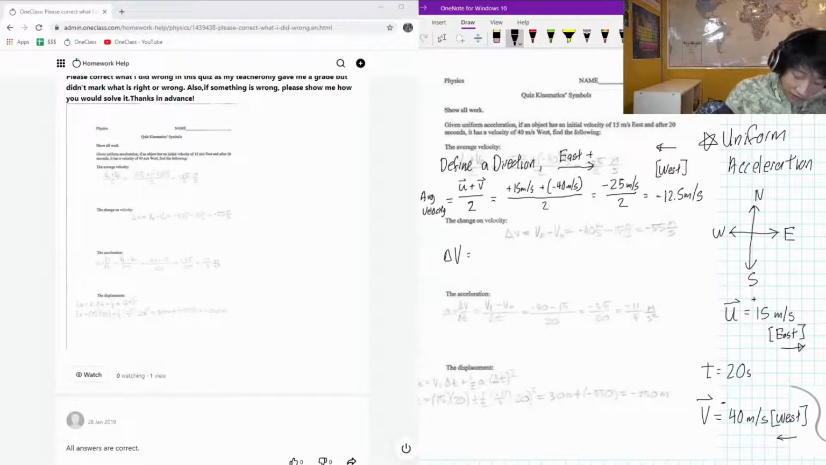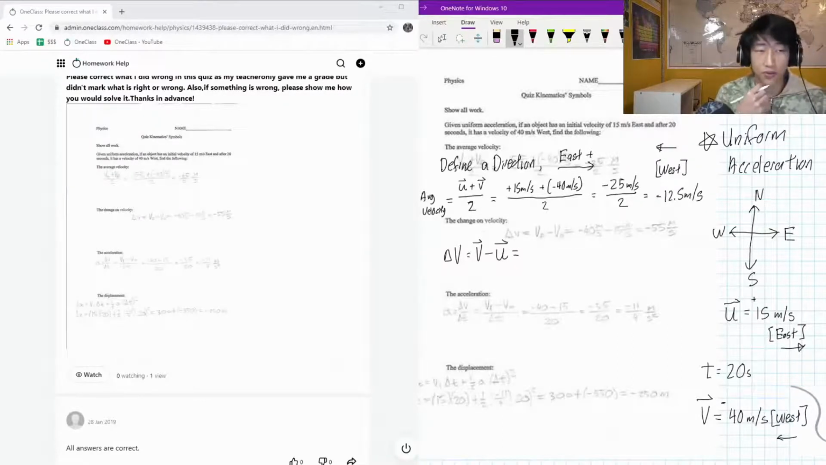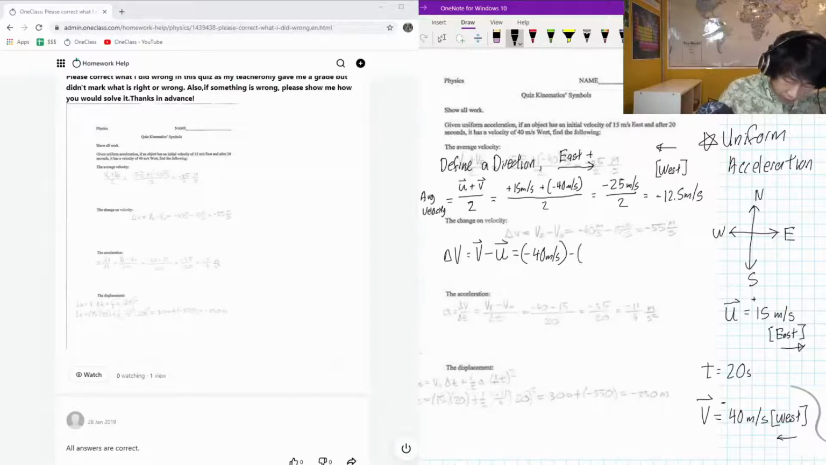Okay, so the change of velocity is just our final velocity minus our initial velocity. We used v and u, so we're going to continue to use that convention here, v minus u, both as vectors, but we're going to convert them to follow our same east-west positive-negative convention. So our final velocity is towards the west. We said west is negative, so that's got to be negative 40 meters per second. And then we're going to minus our initial. Our initial was 15 meters per second towards the east. We know east is the positive direction, so we're going to subtract a positive number.